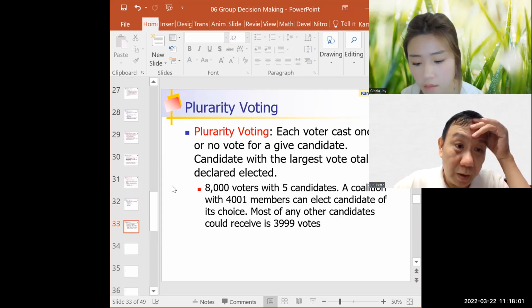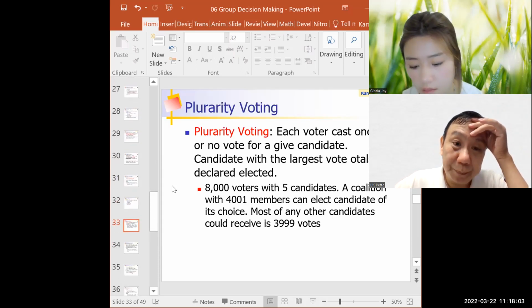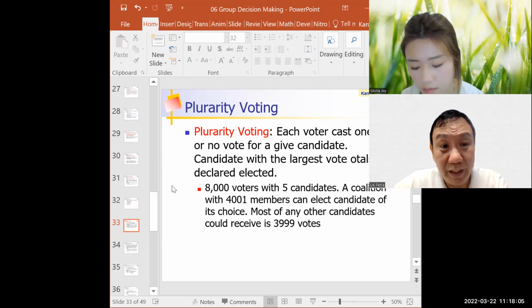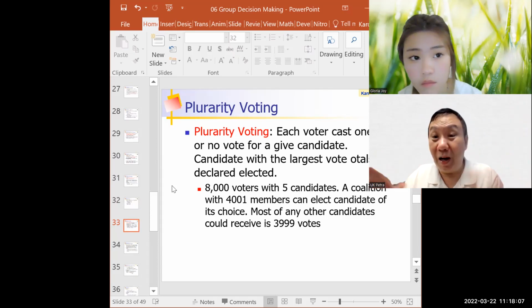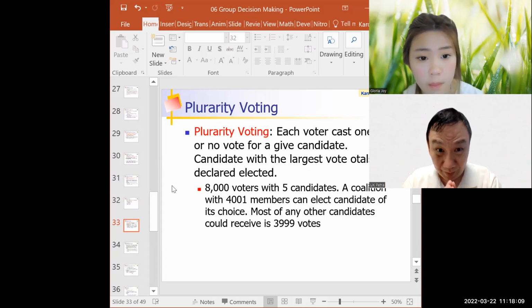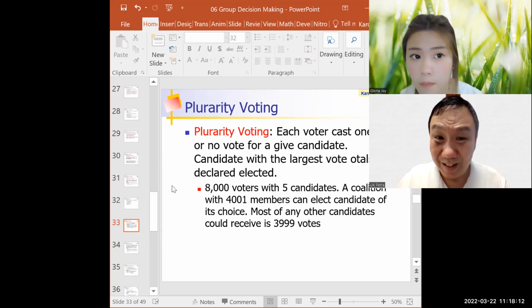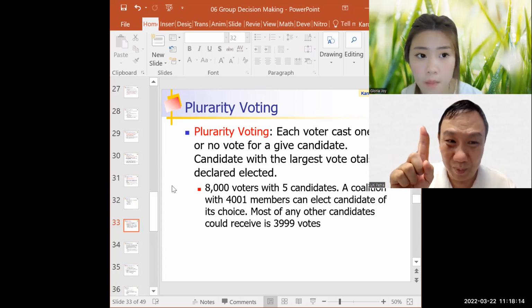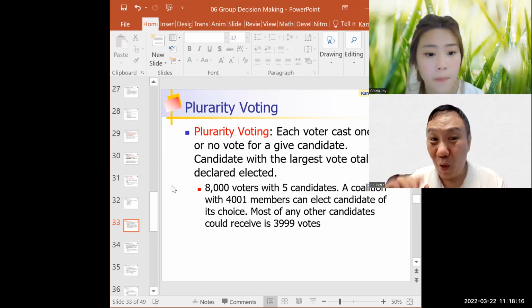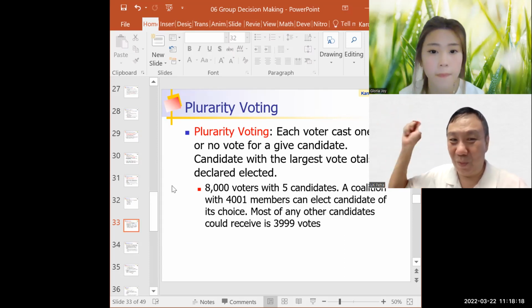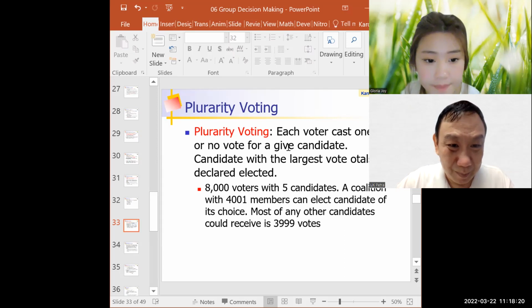So what is plurality voting? In plurality voting, this is what you usually use. Each voter, you, will cast one vote or no vote for a given candidate.